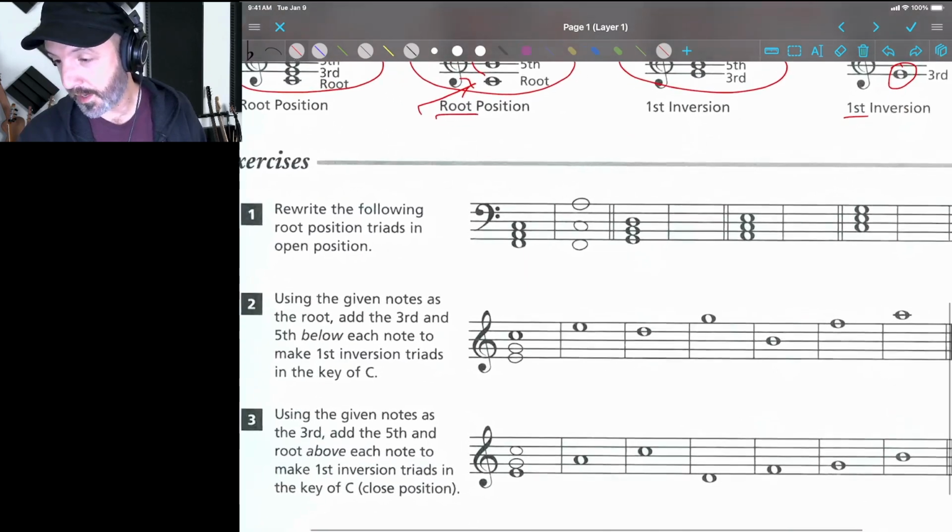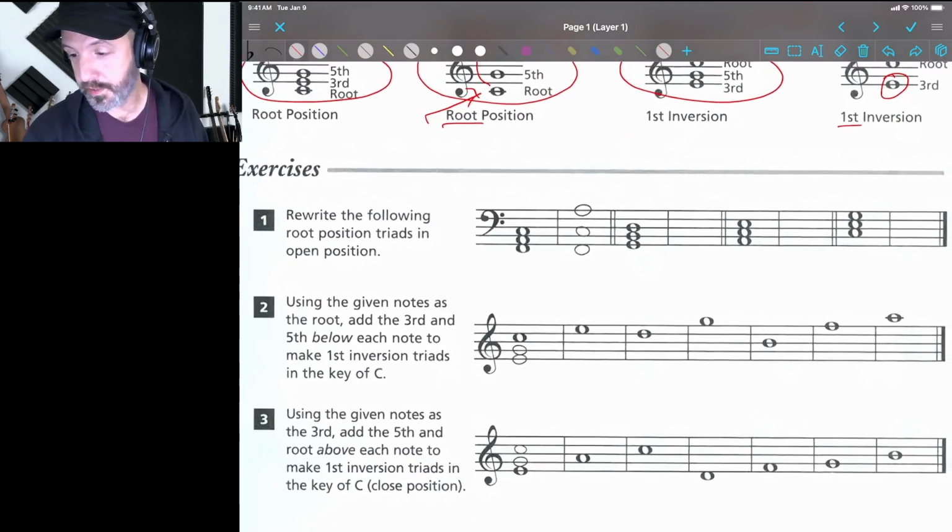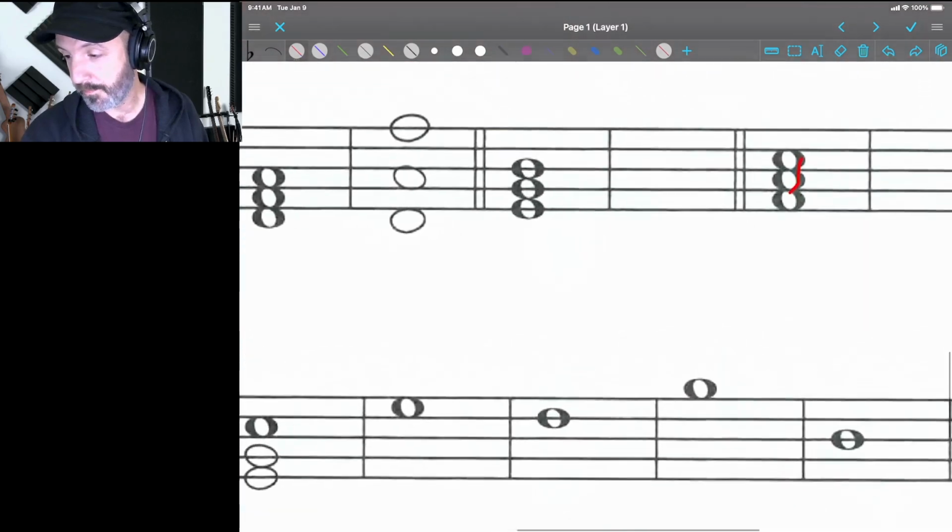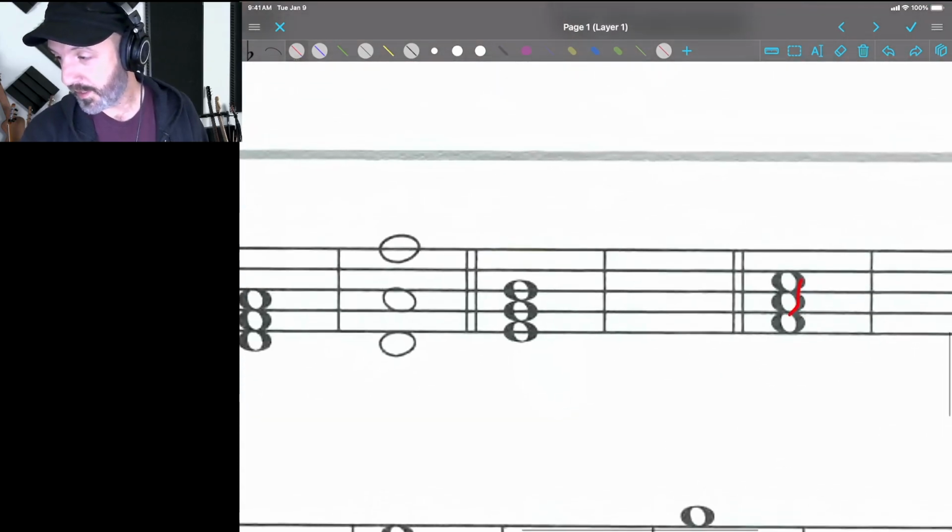All right, so now they're going to ask us to rewrite the root position triads in open position. So we're not going to overthink this. We're just going to take the middle note. Right, and then I'm just going to, what am I doing here? So I wanted you to see that. Ugh, sorry, guys. Go up to there. See if I can clean this up.